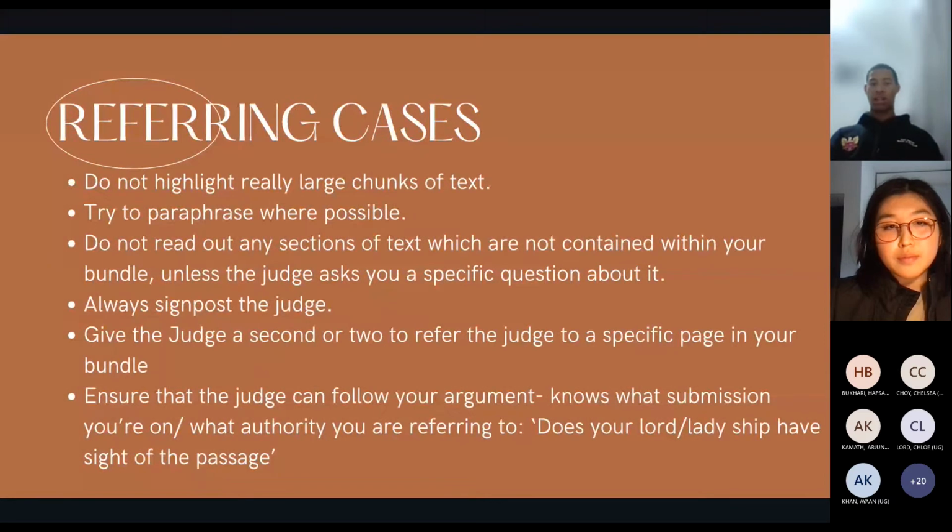Do not highlight really large chunks of text and try to paraphrase when possible. This is just because if you are in the process of articulating your submissions and you refer the judge to the bundle and a large chunk of it has been highlighted, it's going to be so difficult for the judge to multitask and listen to what you're saying while reading through the highlighted bit.